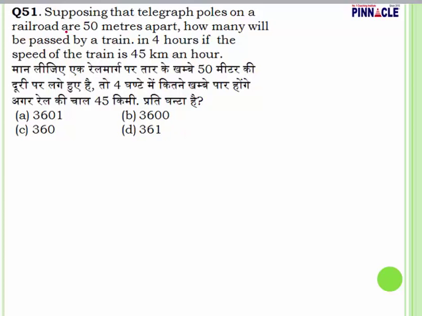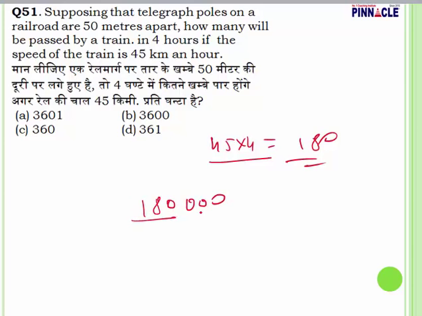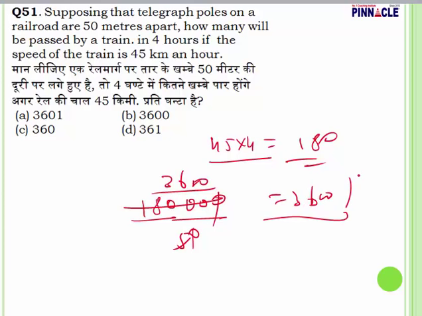Supposing that telegraph poles on a railroad are 50 meters apart, how many will be passed by a train in 4 hours if the speed of the train is 45 km an hour? Now 45 km per hour means in 4 hours the train will travel 180 km. 180 km is equal to 180 into 1000 meters, and divide by 50, because the distance between these two is 50 meters. So divide by 50, ultimately we will get 3600. So 3600 poles, answer should be B.